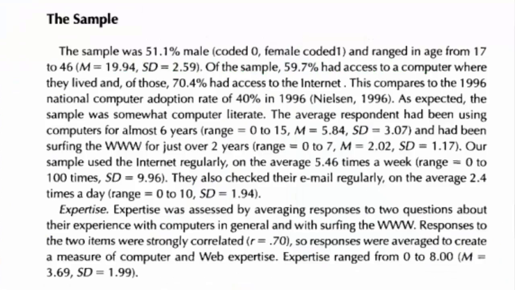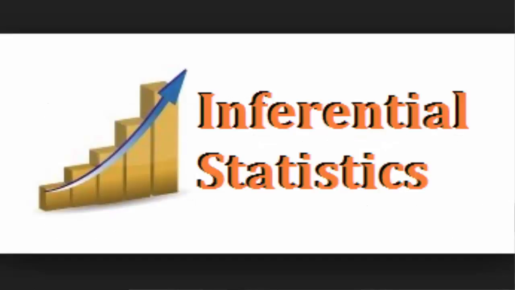Every time you introduce a variable in the method section of your reports, you give the mean along with the range of values and the average distance away from the mean, called standard deviation. The second step after descriptive statistics is inferential statistics, the ones that explain findings by helping us make decisions.